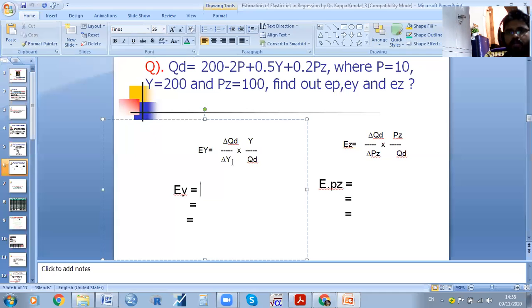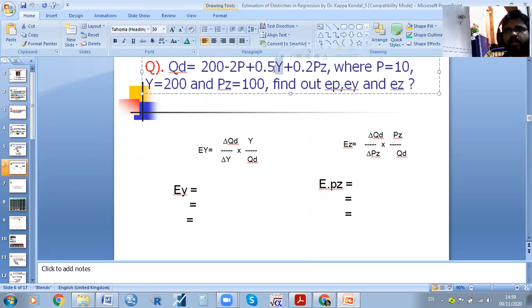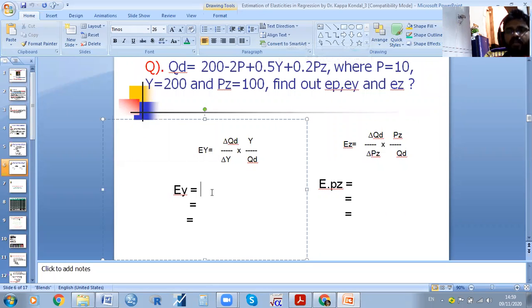So what is the delta QD by delta Y? How much value is there? If your income changes by 1 rupee, how much is the demand going to increase? It is 0.5, nothing but half. We can say that demand is going to increase by 0.5 units when your income is increased by 1 rupee. So how much is there? Nothing but the ratio of QD by Y.